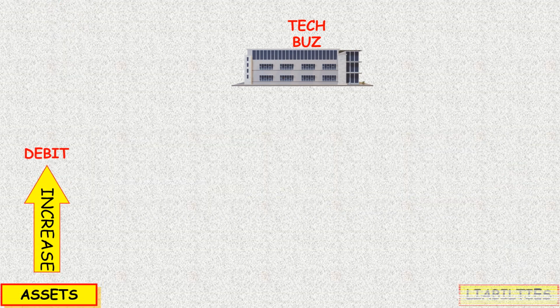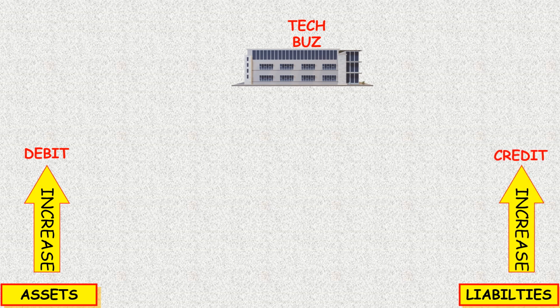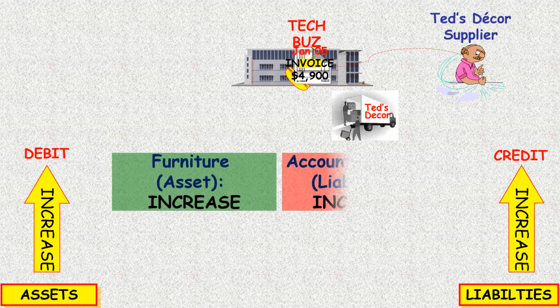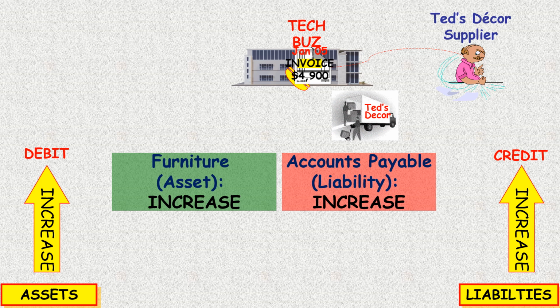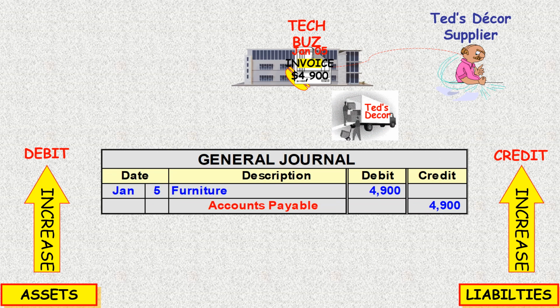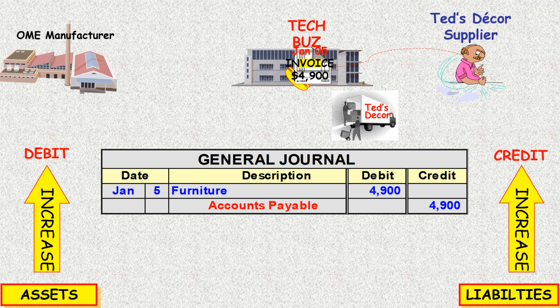Taking a look at, again, assets increase is debit and liabilities increase is credit. Here is our Ted Decor. Now we know we are ordering things from Ted Decor. When we order things, he sends those things to us. Our furniture asset increases. At the same time, we have to pay this person sometime in the future, so our liabilities increase. To record them, we will say debit furniture and credit accounts payable.